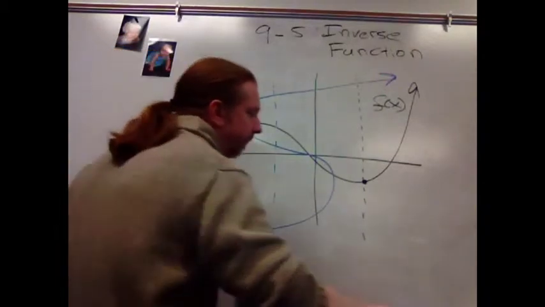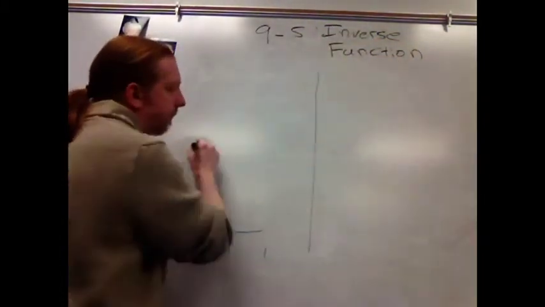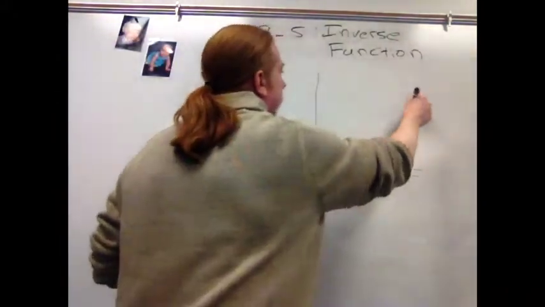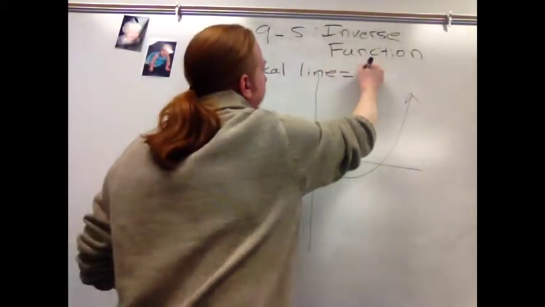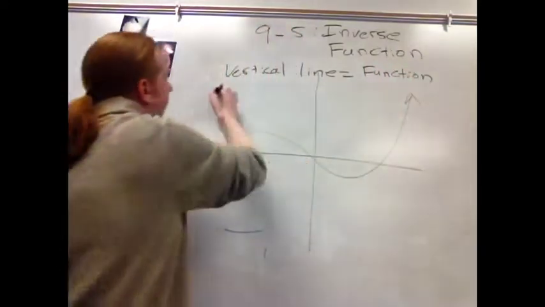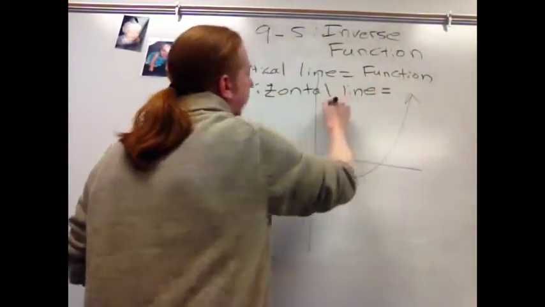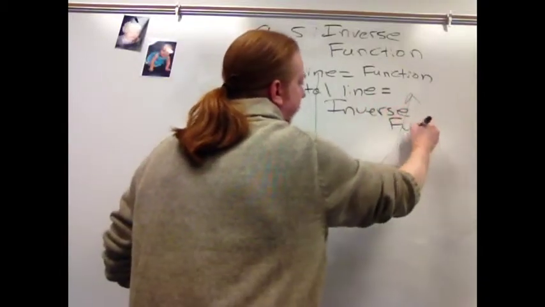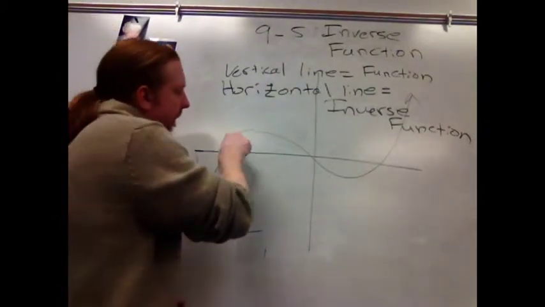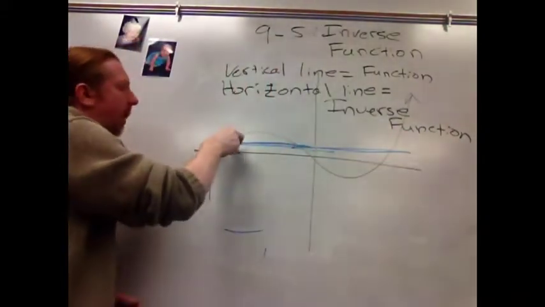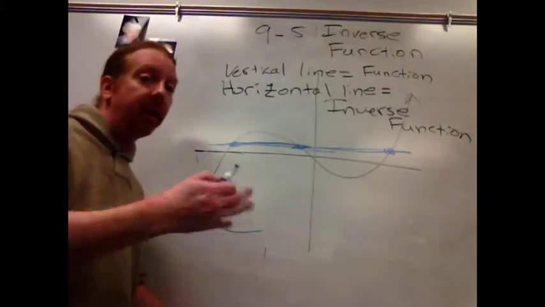There's another method. If a given relationship passes the vertical line test, then it is itself a function. If it passes a horizontal line test, then the inverse is a function. So without drawing the inverse, I can see a horizontal line, 3 points of intersection. My inverse will not be a function.